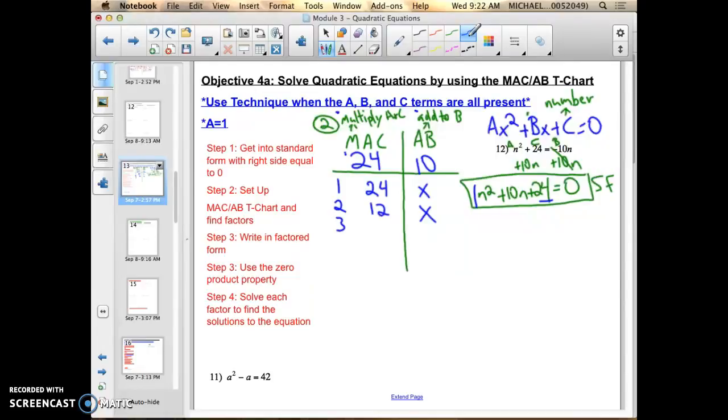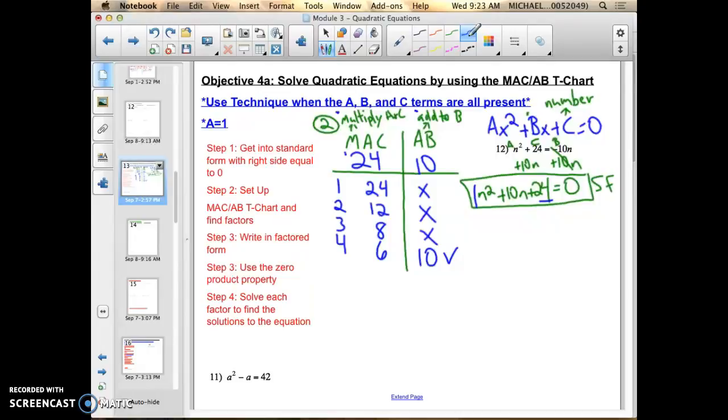Now let's try 3. 24 divided by 3 also works. It is 8, but 3 plus 8 doesn't add up to 10. Finally, let's try 4. All right, 24 divided by 4 is 6. So 4 and 6 are factors of 24. And if you notice, 4 plus 6 does equal 10. All right, so I have found my factors.